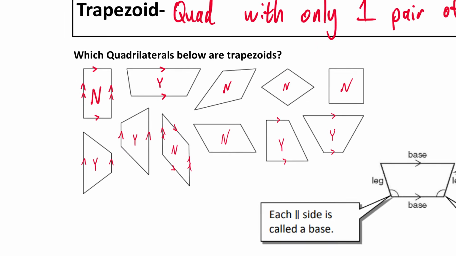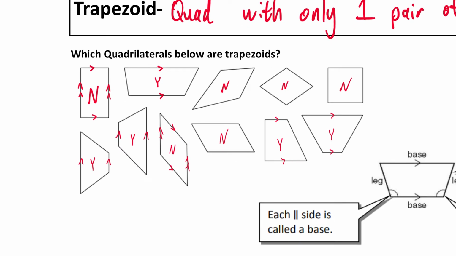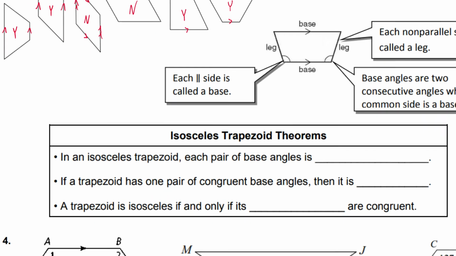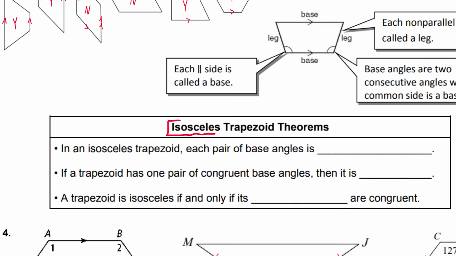So in general, that's what a trapezoid is. It's a four-sided shape where only one pair of sides are parallel. The other two sides are not going to be parallel. Now we can be more specific and talk about an isosceles trapezoid, and that's what we're going to talk about for a little bit. A trapezoid in general is what we just talked about, but isosceles is an even more specific type of trapezoid.